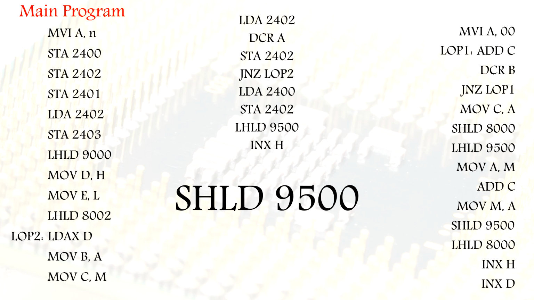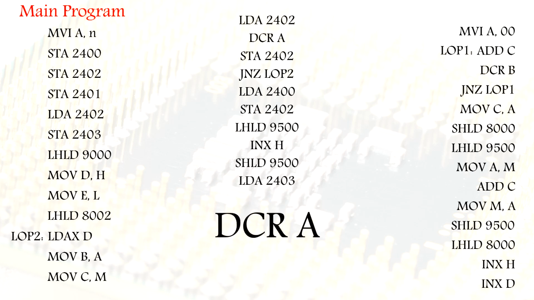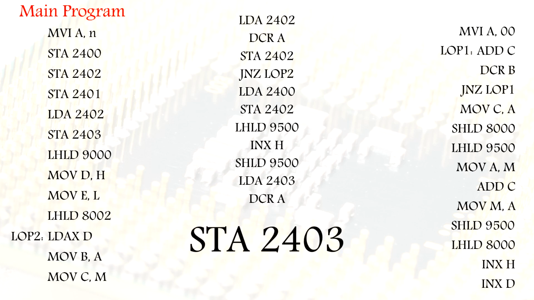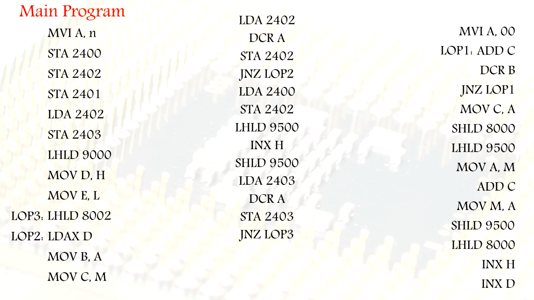In the next iteration, once we perform the next multiplication operation, the result will be stored at 6502. Now in between this, we'll be keeping the same row of matrix A, but we'll now be taking the second column of matrix B. Fine. So load again 2403, decrement it and store it at 2403. Check if it is not equal to 0, it will jump back to loop number 3, that's LHLD 8002, and then the second iteration takes place.